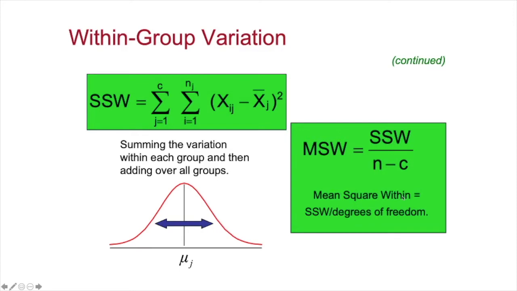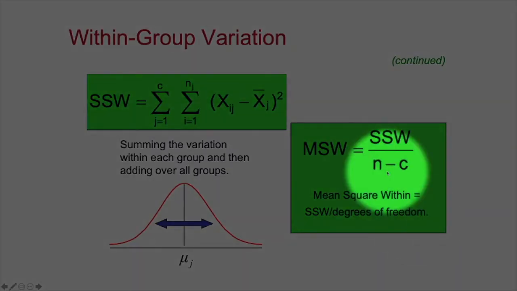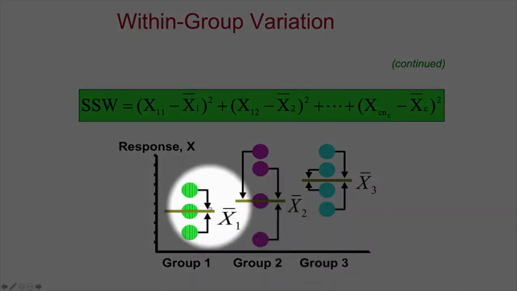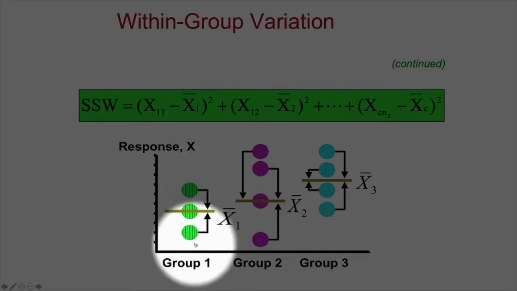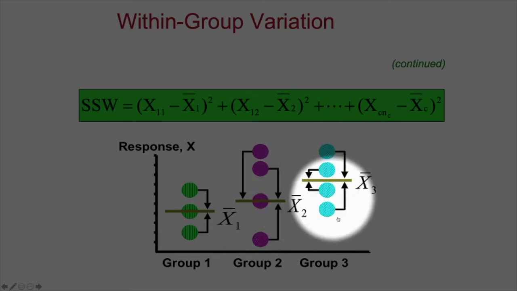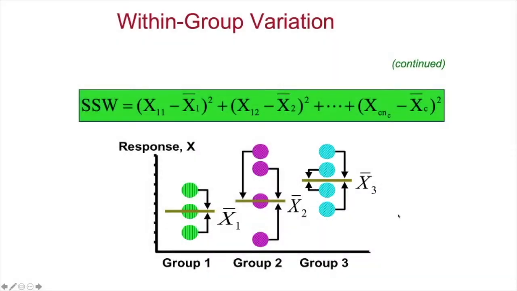And the mean square within is simply the SSW divided by degrees of freedom again, except this time degrees of freedom are n minus c. So that is the total number of observations minus the number of groups. And graphically, what does this look like? Well, it's just as if you calculated the sum of squared deviations from mean within group 1, then the same thing within group 2 against their own mean, and in group 3 against their own mean. And you summed all of that.